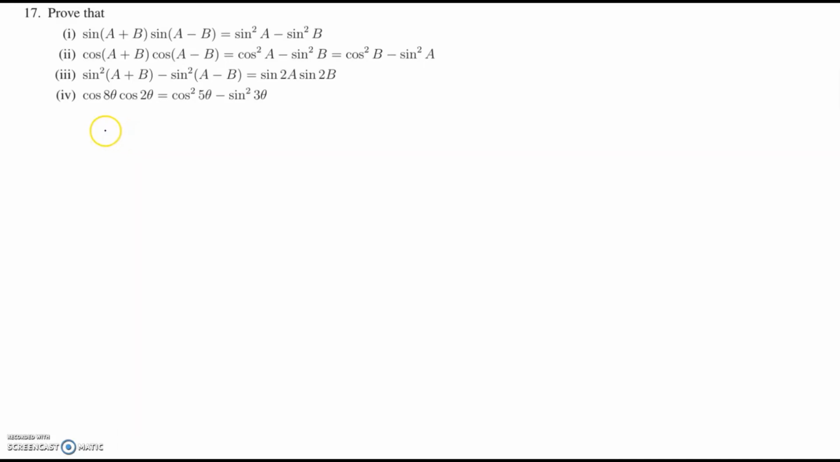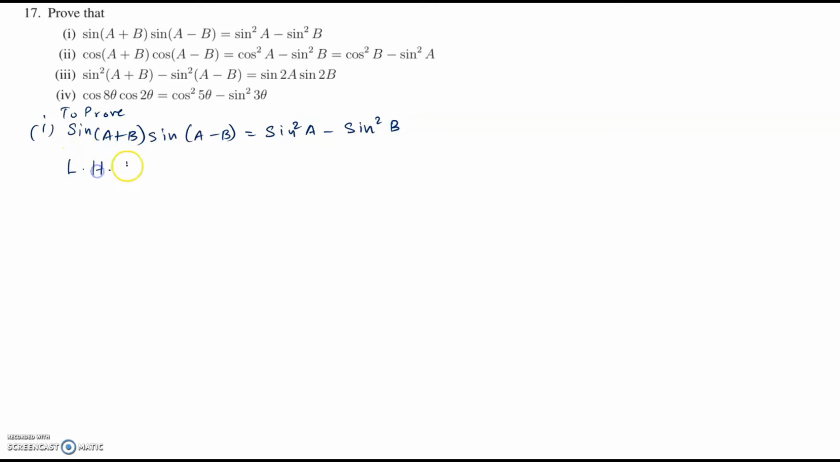In this video, we will see further problems from exercise 3.4, question number 17. Prove that sin(a+b) into sin(a-b) is equal to sin squared a minus sin squared b. So let's solve the first one first. So the question is to prove sin(a+b) into sin(a-b) is equal to sin squared a minus sin squared b.